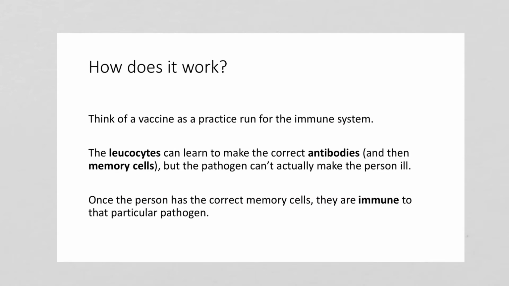How do they work? We've already kind of been through this. It's a practice run for the immune system. The leukocytes, the special white blood cells that make antibodies, learn how to make the correct antibody and then store that information in the memory cells, but the pathogen can't make the person ill. And again, it's either a dead pathogen or it's a weakened one. There's not enough there. For example, if it was bacteria, there's not enough toxins that are being released. If it's a virus, it's not infecting your cells, etc.